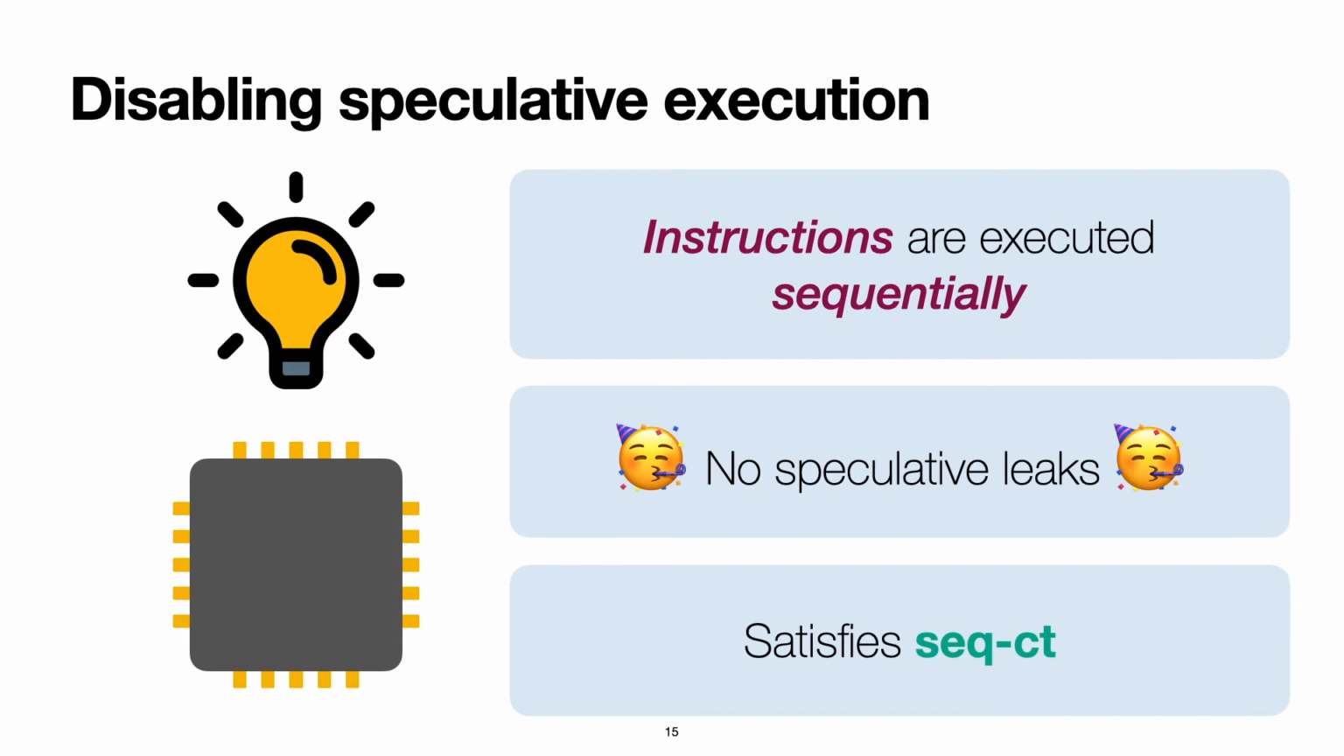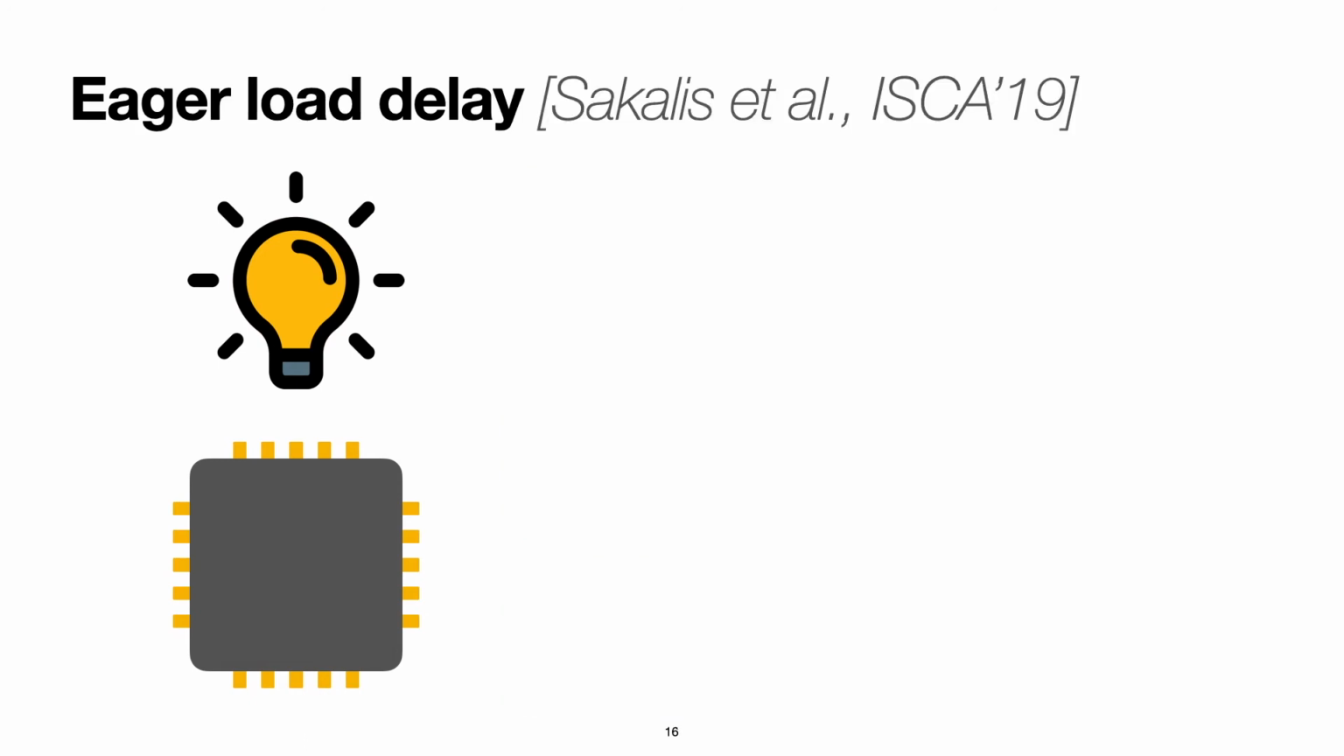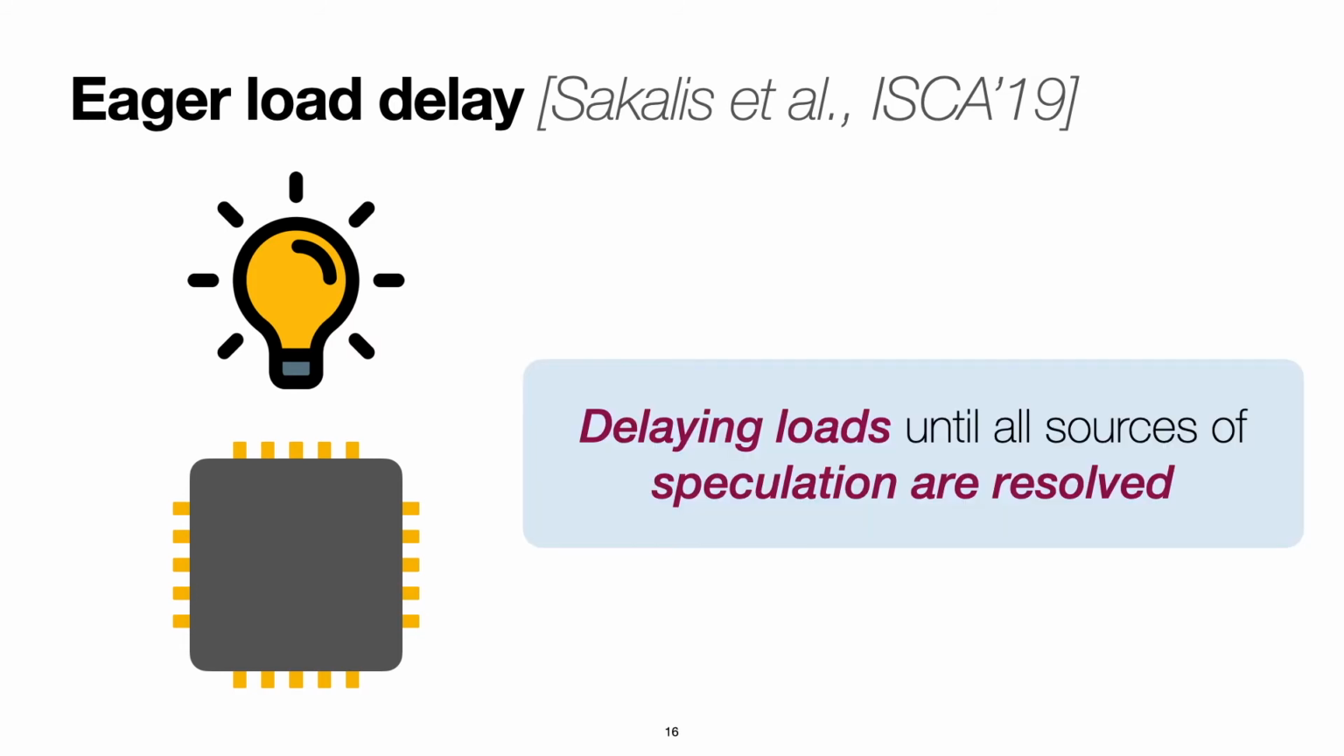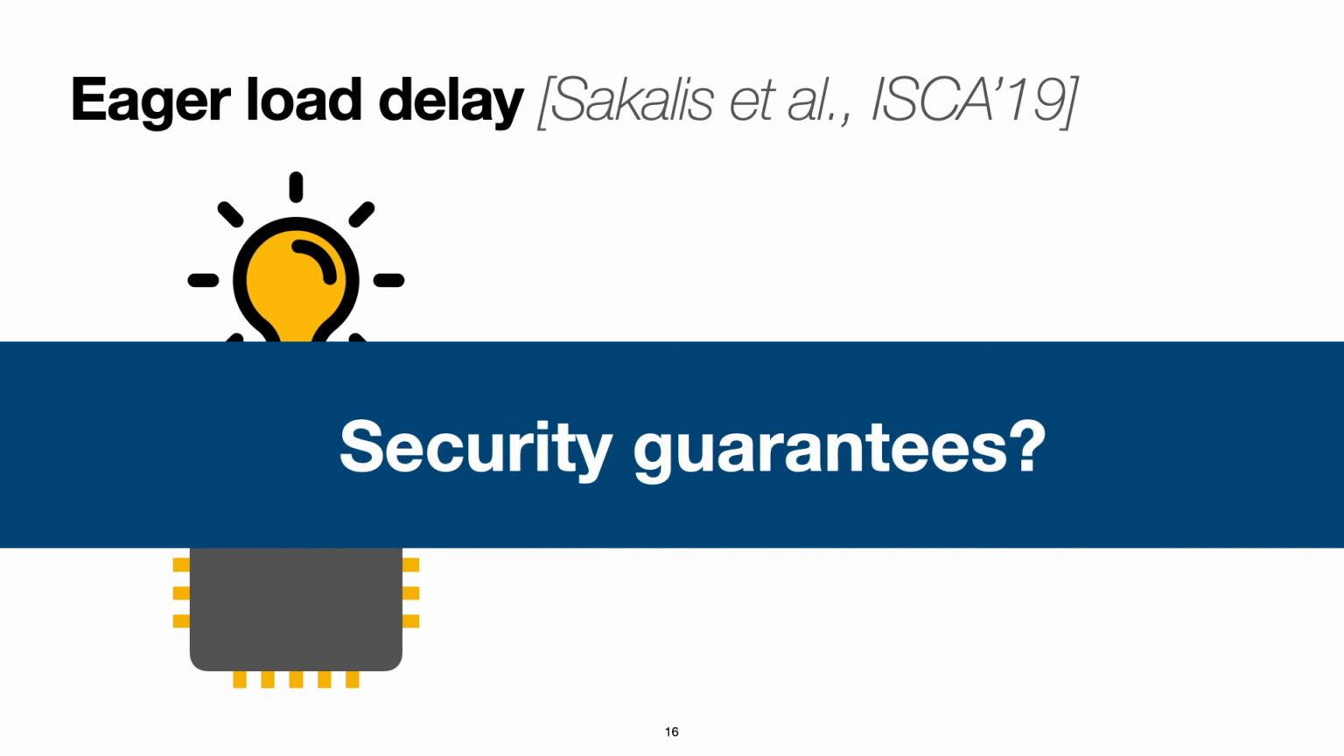over non-speculative executions. The second countermeasure that we analyze is the eager delay of speculative loads, proposed by Sakalis and others. This countermeasure delays loads until all sources of speculation are resolved. We formalize this by modifying our processor to execute load operations only when all prior branch instructions in the reorder buffer have already been resolved. So, what are the guarantees offered by eager load delay?